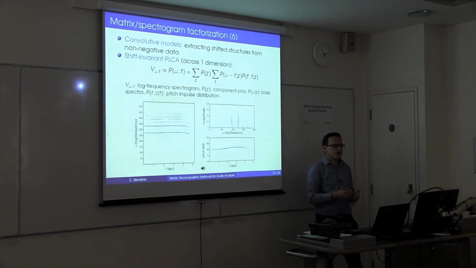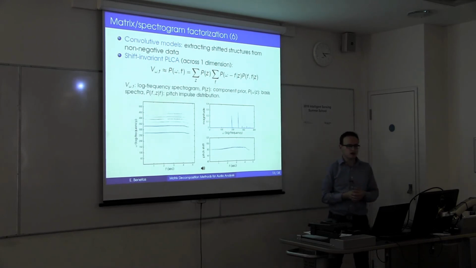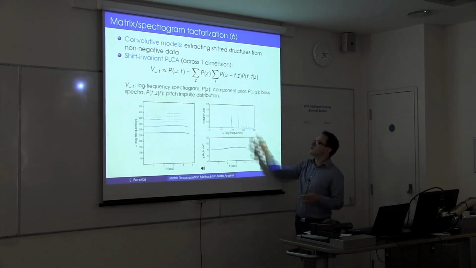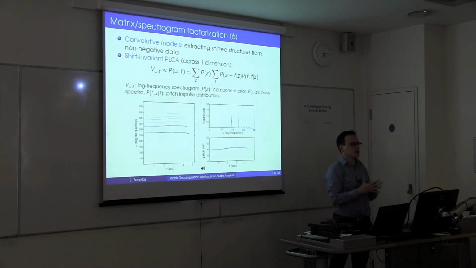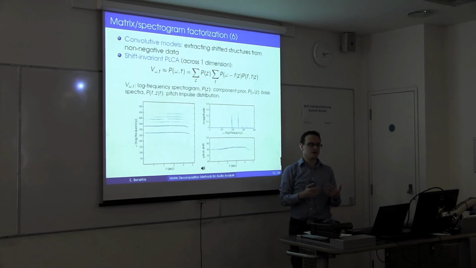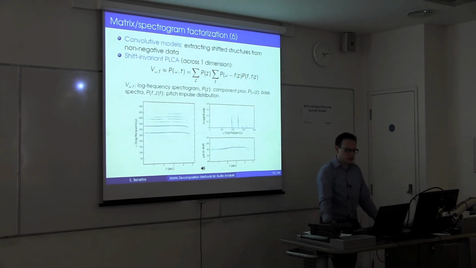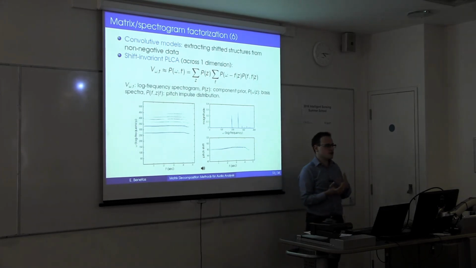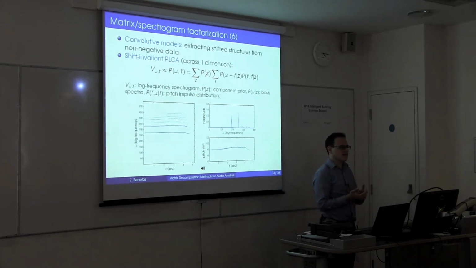People also came up with interesting extensions of these things. I want to get into detail about this equation here, but the main goal is that we can also come up with convolutive models. The previous one was a linear model, so it was basically a matrix multiplication. This one here is a convolution, so you can actually use it to extract shifted structures out of non-negative data.